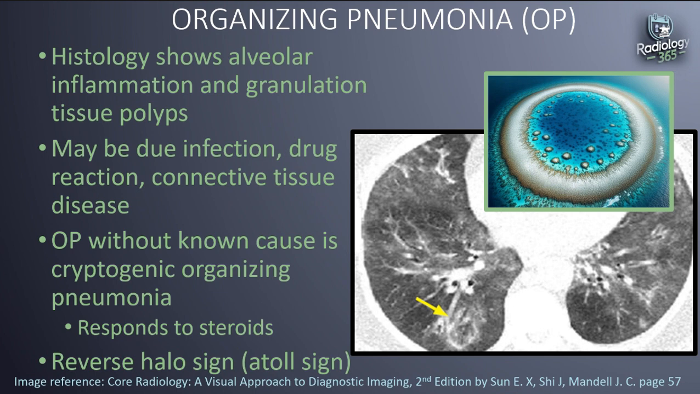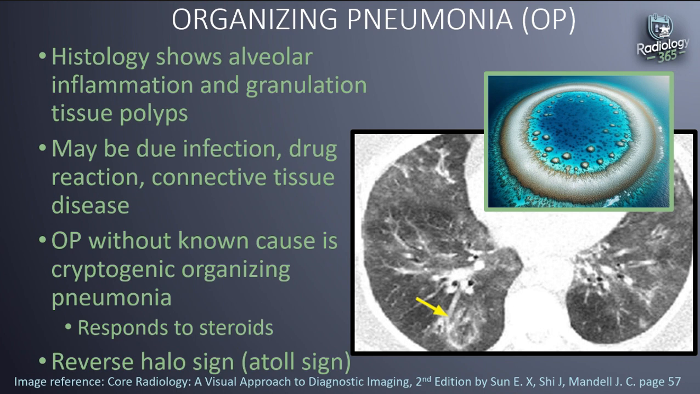So let's remember the distribution we've talked about so far. NSIP and UIP are lower zone dependent, basal dependent. Organizing pneumonia is peripheral and peribronchovascular in distribution. Now, an important sign to note is the reverse halo sign, which is also known as the atoll sign. This features a central lucency surrounded by a ground glass halo or a peripheral area of consolidation. The reverse halo sign is really not a specific sign, but in the appropriate context, it is highly suggestive of organizing pneumonia.